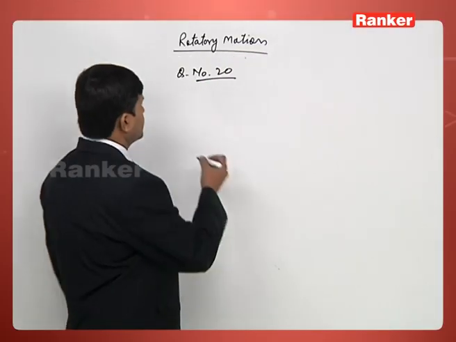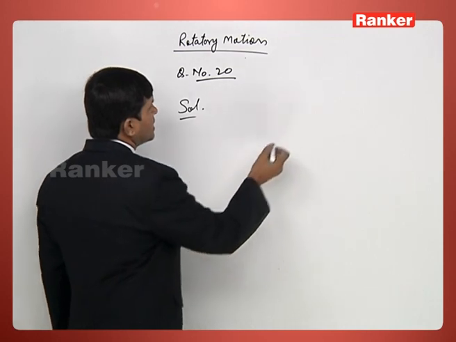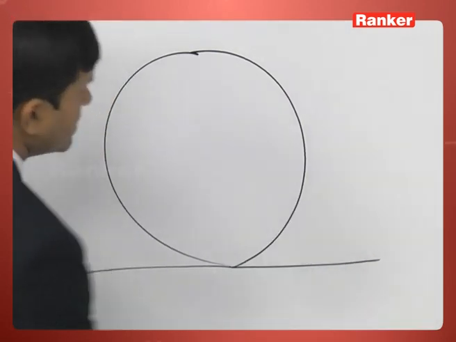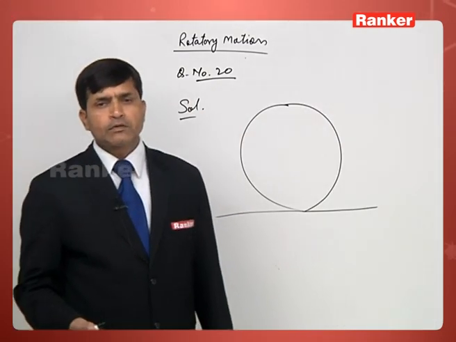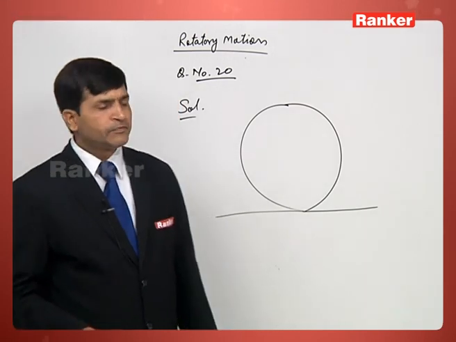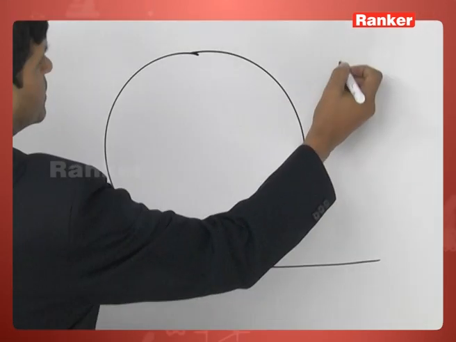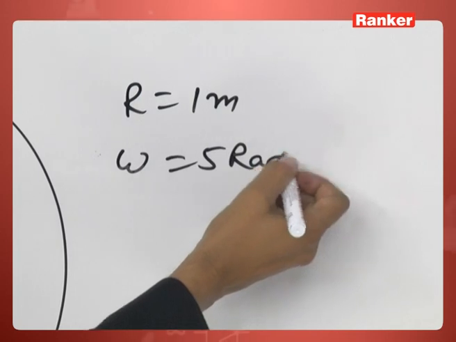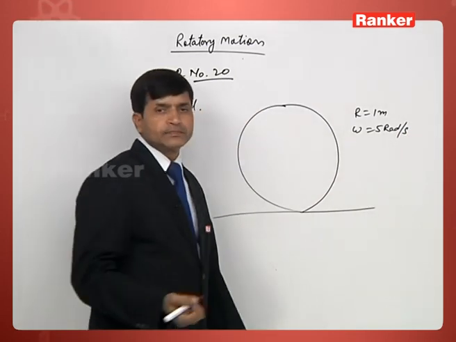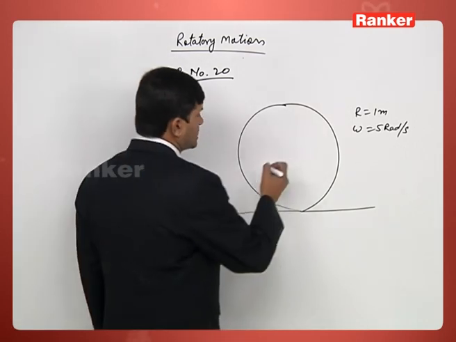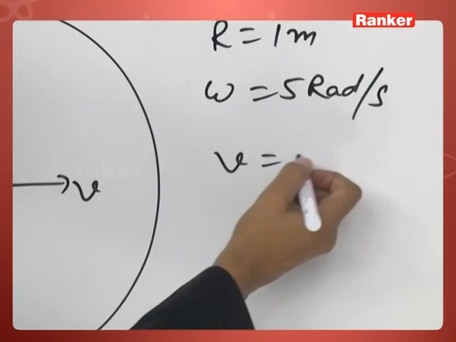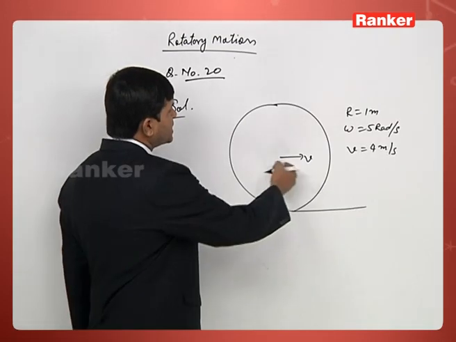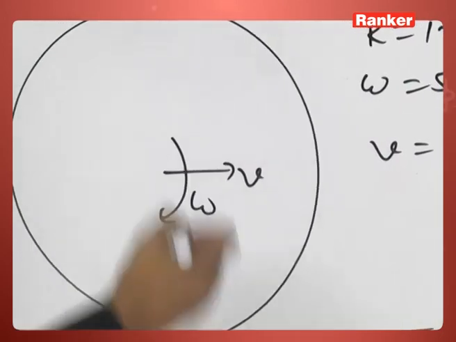See the solution. This is given as a wheel. This is your wheel, and this wheel has radius 1 meter and angular velocity 5 radian per second. So radius 1 meter, angular velocity 5 radian per second, and its forward velocity is given here as 4 meter per second. So if this is the v, then omega is in this direction.